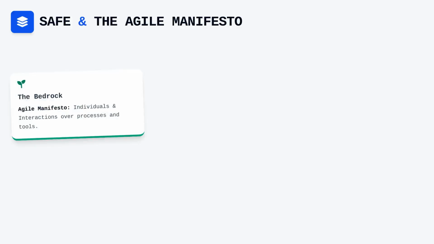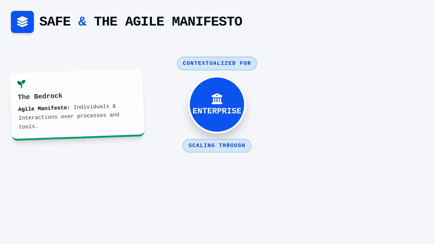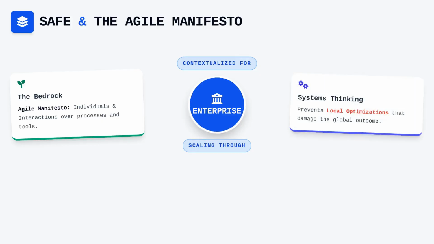It is vital to acknowledge that SAFe did not reinvent the wheel, but rather contextualized the Agile Manifesto for the needs of the enterprise. The original manifesto prioritizes individuals and interactions over processes and tools, which remains the bedrock of lean agile scaling. However, when you operate across dozens of teams, the social contract of the manifesto must be augmented by systems thinking to prevent local optimizations that hurt the whole.